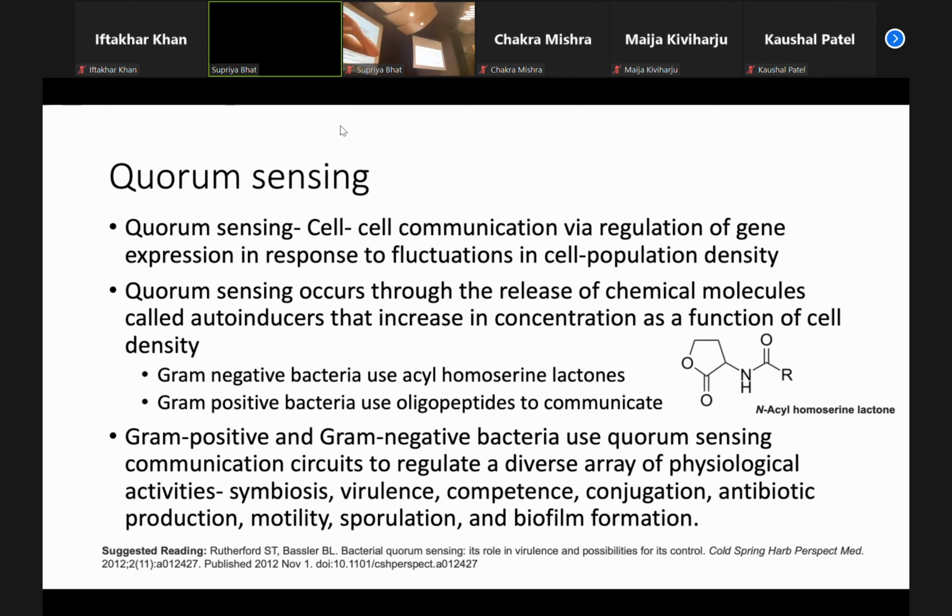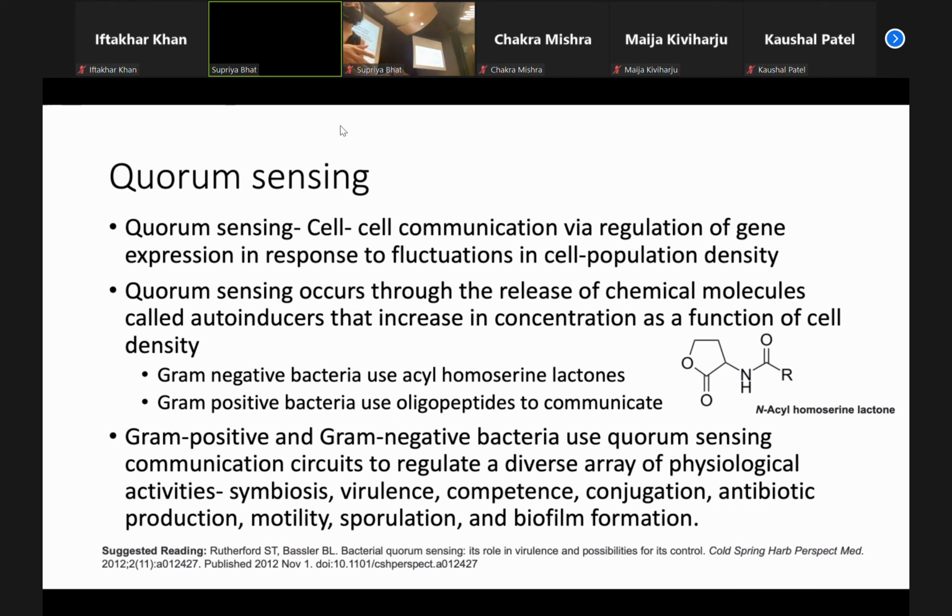So quorum sensing occurs through release of chemical molecules, and they're called autoinducers because the bacteria themselves are producing them. And then those compounds produced by bacteria have an influence on the entire population of bacteria in that system. It's really neat. So essentially, they're just monitoring a community level response. And the autoinducers are produced by the individual cells of the community.